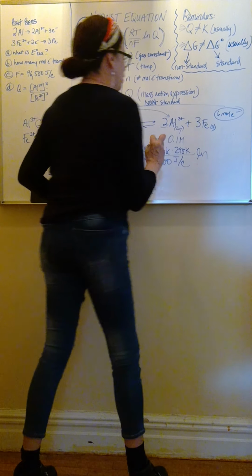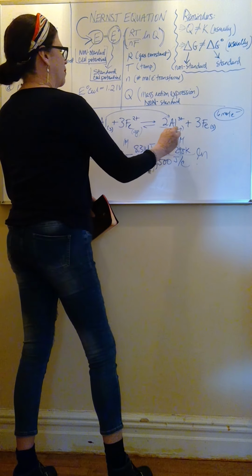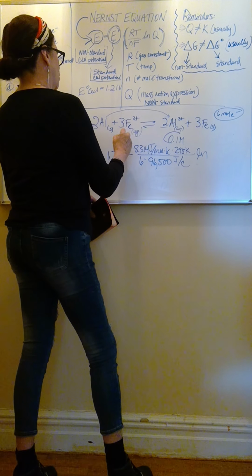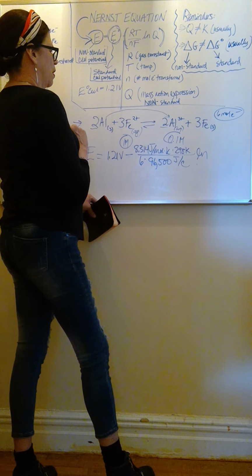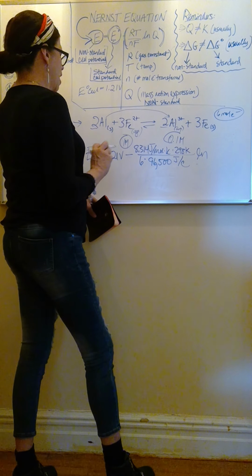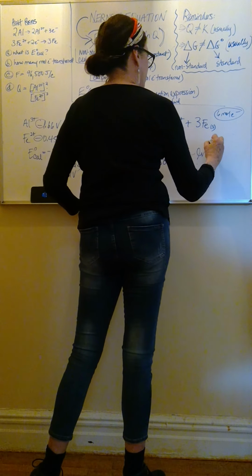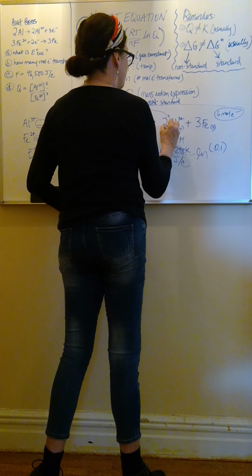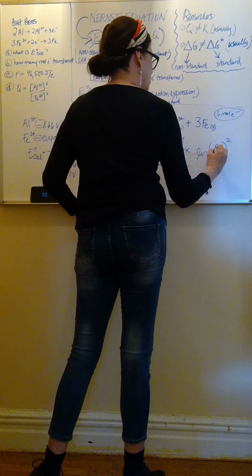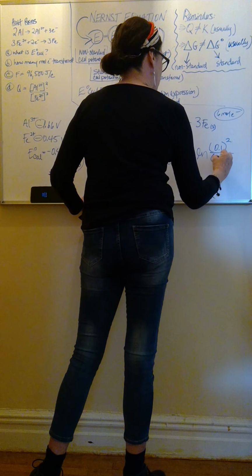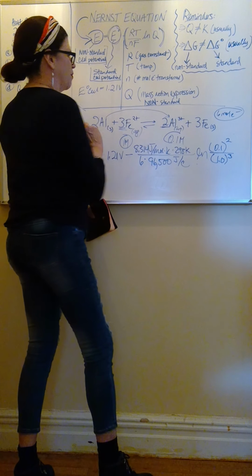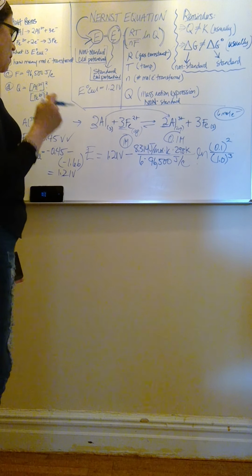What is the ln of Q? Well, notice we said we have 0.1 molar aluminum ion, 1 molar iron ion. So we're going to put in what? We're going to put in 0.1. Do not forget we have a stoichiometric coefficient of 2 here, so this has to be squared. And then we put in the 1 molar and cube that because we have the stoichiometric coefficient of 3 here.